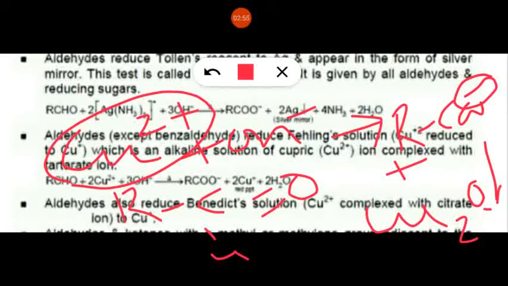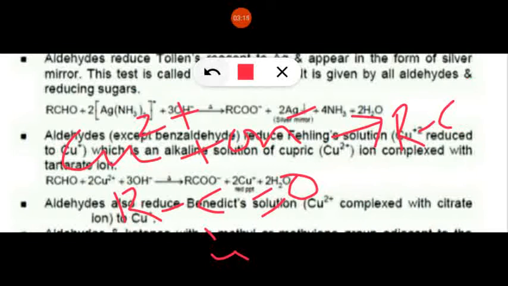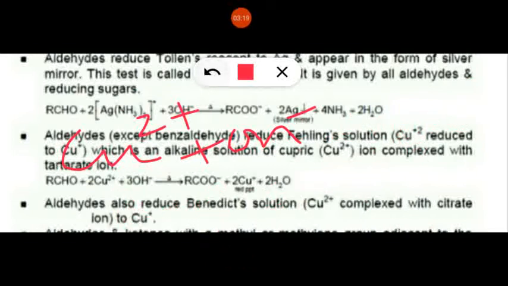What does this red brown precipitate indicate? It indicates the presence of aldehyde. So the cupric is converted into cuprous oxide, and that is said to be a positive test for aldehyde. But this test cannot be given by benzaldehyde, right? So this is the test for aldehyde. How are aldehyde and ketone distinguished? By the Tollens test and Fehling solution.